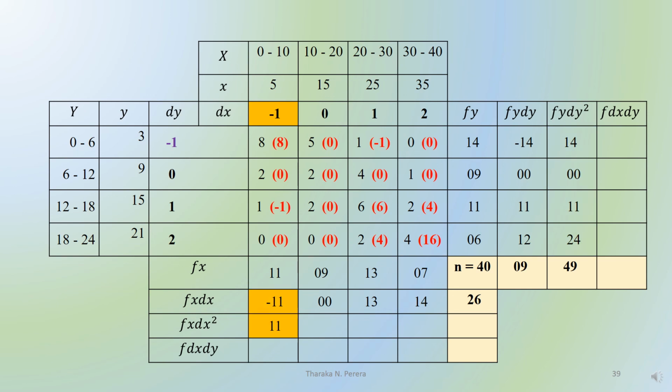Then fx dx squared row. This means multiplication of each fx dx element again by corresponding dx value. First fx dx squared value 11 comes from minus 1 into minus 11. Second fx dx squared value can get by 0 into 0. Likewise, we can complete fx dx squared row.